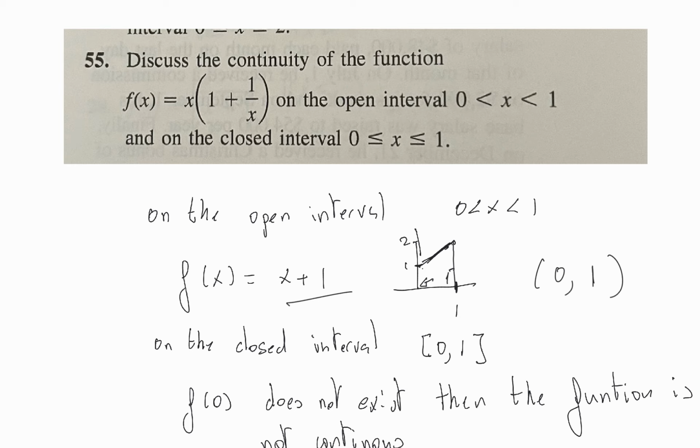On the closed interval, at x equals 0, the function is not defined because 1 divided by 0 doesn't exist. Then the function is discontinuous because it violates the first condition for a function to be continuous. To be continuous at x equals 0, the first condition is that the value of the function at x equals 0 should exist. Because it doesn't exist, this function is not continuous at x equals 0 on the closed interval 0, 1.